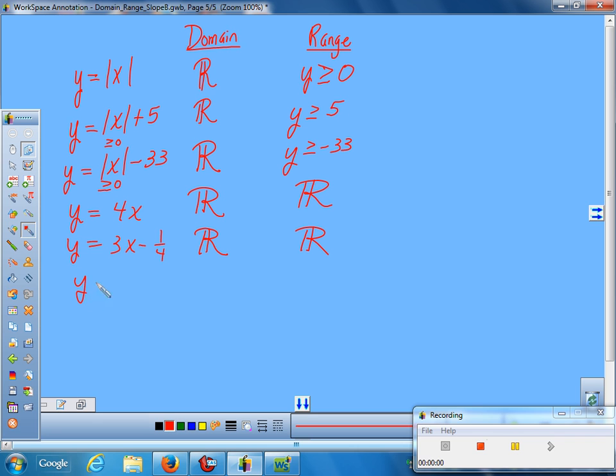Okay, what about if I give you x to the second? No, it's still going to be the same thing. Can I put any number in there and square it? What's 0 squared? Zero. So I can put anything in there. Are we seeing a pattern with the domain here?